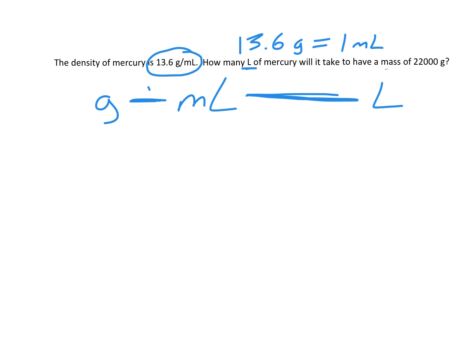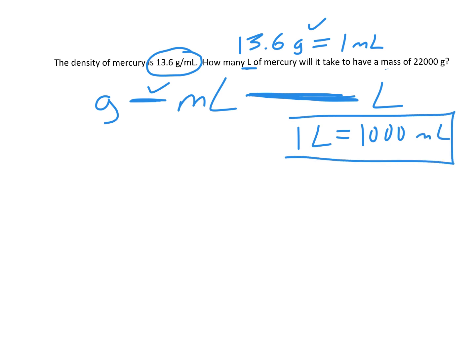So I've already got the grams to milliliters checked here. Now, what's the milliliter-liter connection? Remember, liters are bigger. So we say, okay, 1 liter equals, and we think about our metric prefixes. It's 3 steps from liters to milli. So there's 1,000 milliliters in a liter. So I'm going to use this to do my conversion.